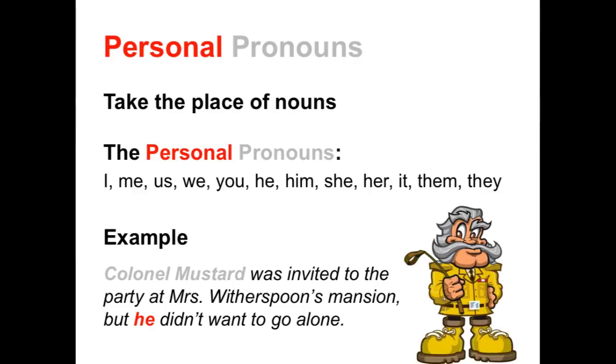Colonel Mustard was invited to the party at Mrs. Witherspoon's mansion, but he didn't want to go alone. The personal pronoun he takes the place of Colonel Mustard's name in this sentence. It makes the sentence more efficient. Instead of repeating Colonel Mustard's name over and over again, the speaker substitutes the word he.